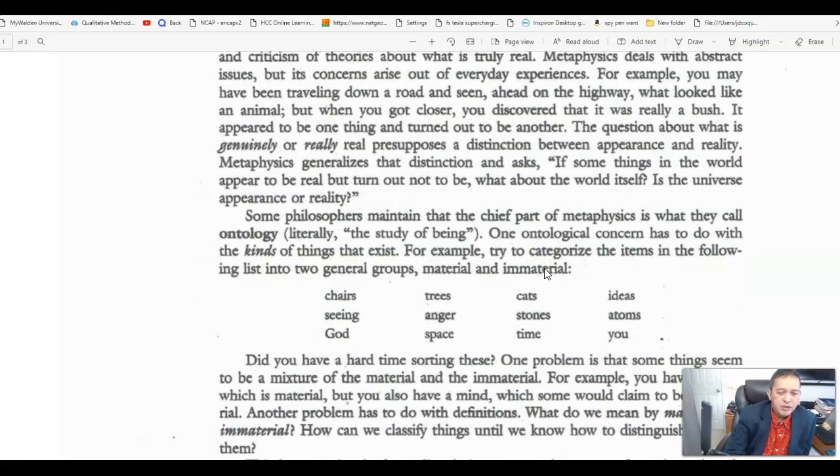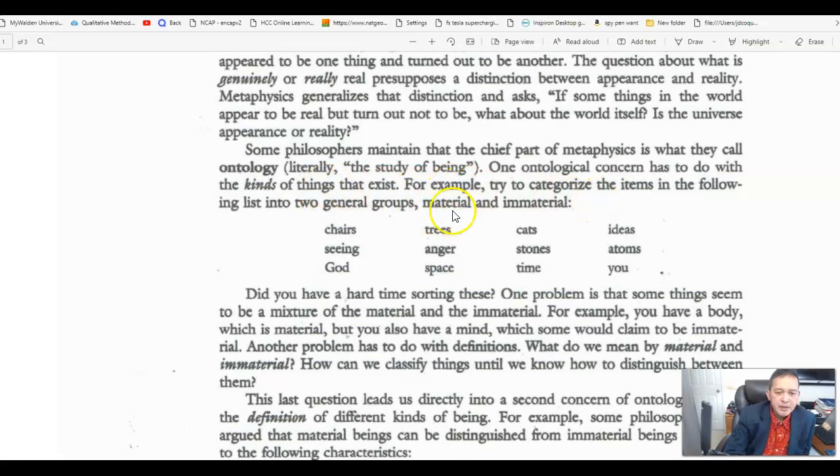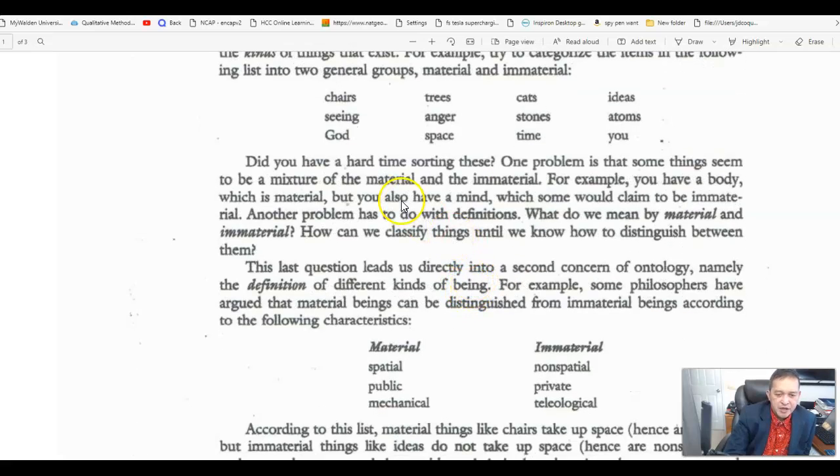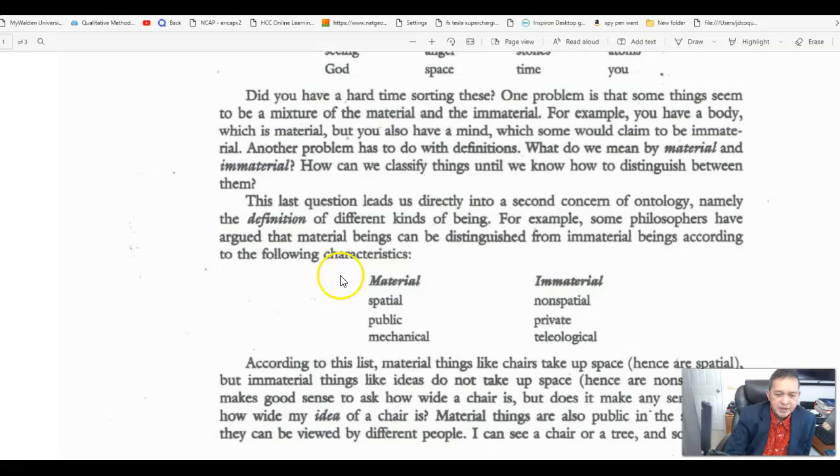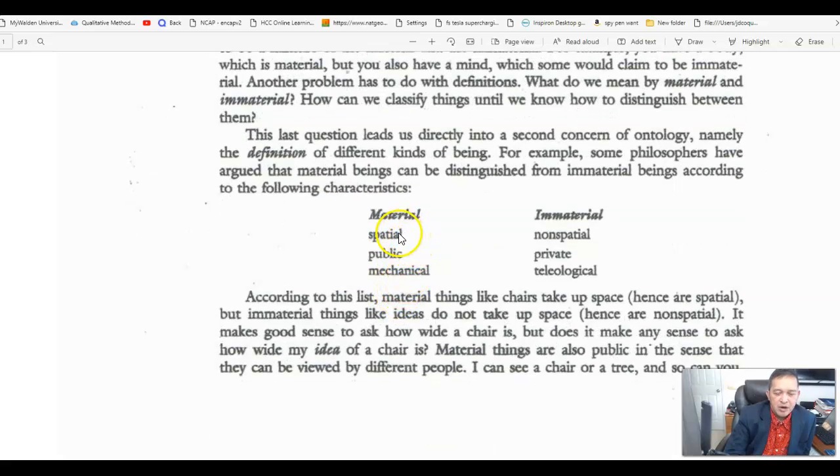Okay, now 2 kinds of being, material and immaterial. Okay, now if you look at these examples here, you can spot which one is material, which one is immaterial. Now the next question, what is the characteristic of material being and immaterial being? And here are the 3 characteristics. Now, spatial means it occupies space, okay? And public is that it is verifiable. You can go back into it and find it out because there is an address of material being.